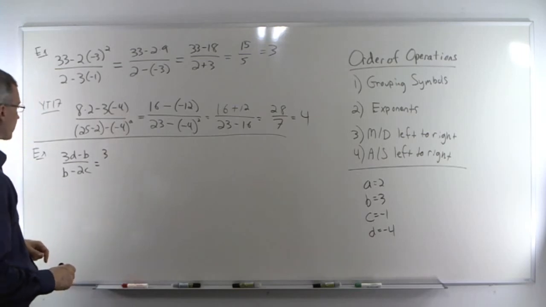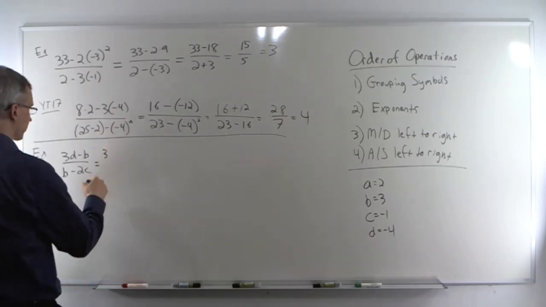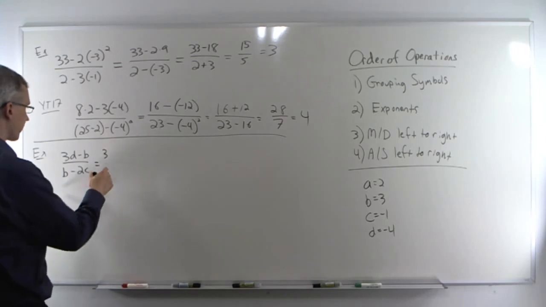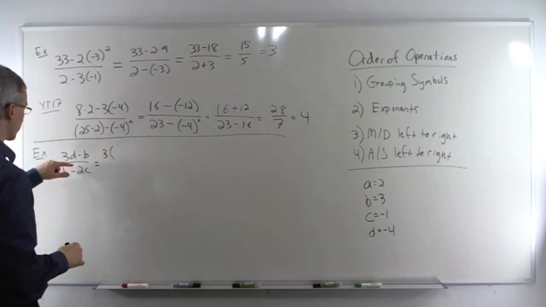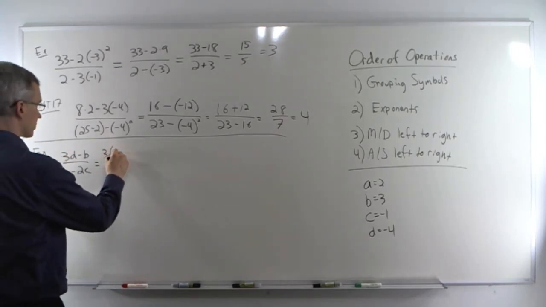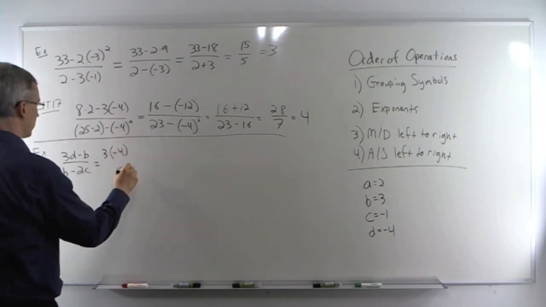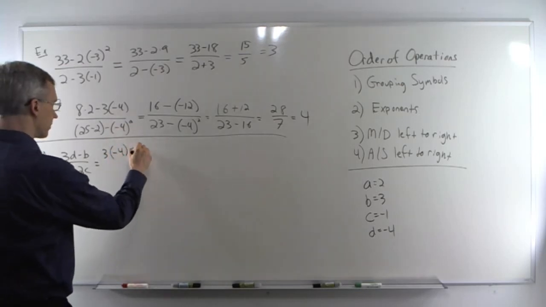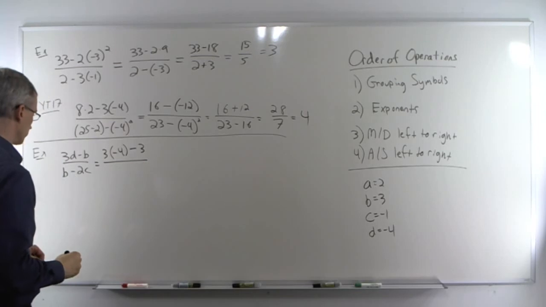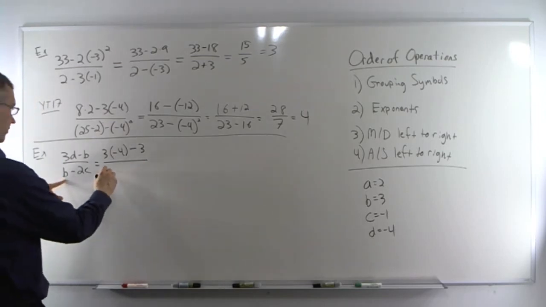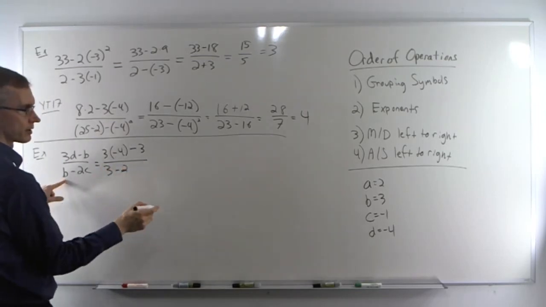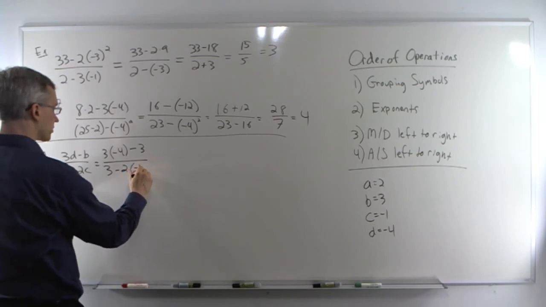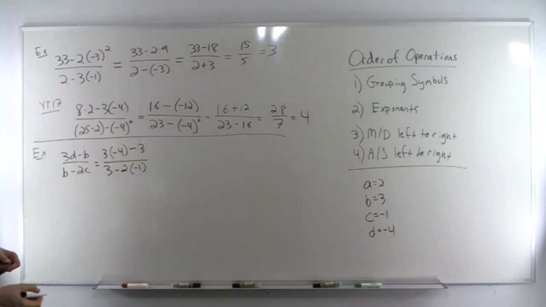When plugging values in, I highly recommend using parentheses. It's actually required if you're going to plug in negatives in a situation like this where you multiply. So 3 times negative 4 minus, and then b is 3. Down here we got a 3 minus 2, and then c is negative 1. So just make sure you put those values in parentheses.